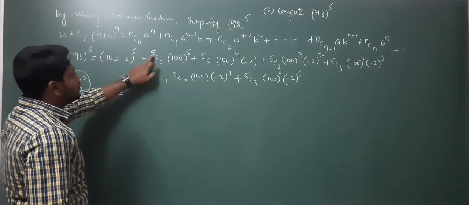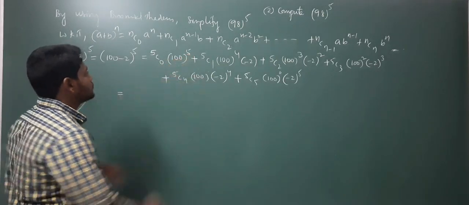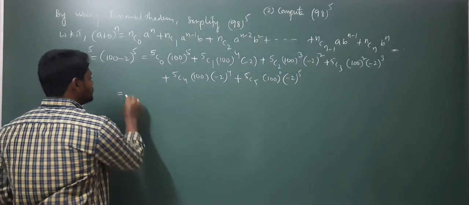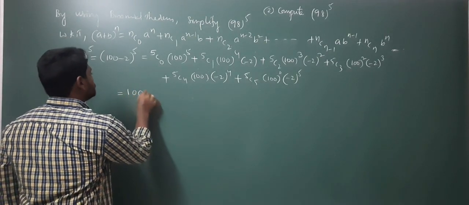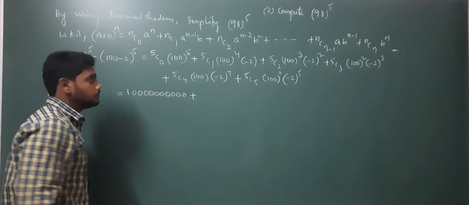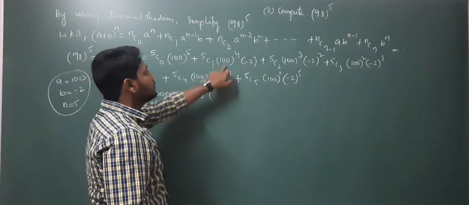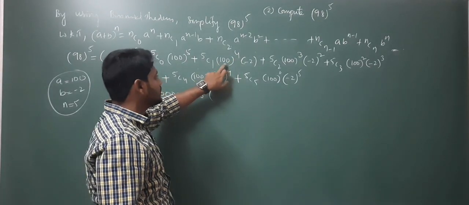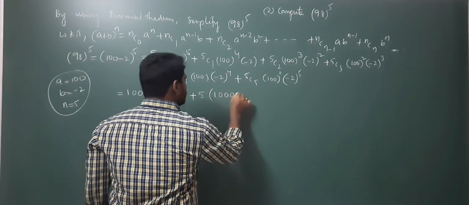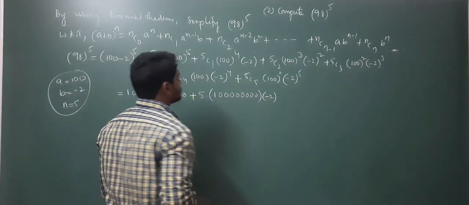Now we simplify. What is 5C0? Any nC0 value is 1. Now 100 power 5. So you will get 2 zeros into 5, so we'll get 10 zeros. Please count it and write. 1, 2, 3, 4, 5, 6, 7, 8, 9, 10. Right? Plus 5C1. 5C1 value 5 into 100 power 4, 2 zeros into 4 will get 8 zeros. Count and write. 1, 2, 3, 4, 5, 6, 7, 8 into minus 2.